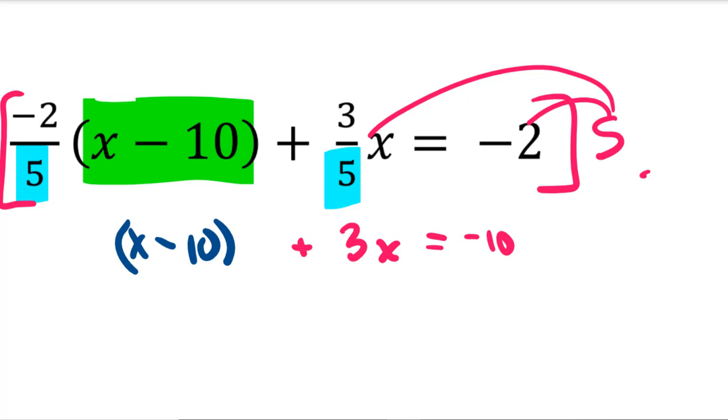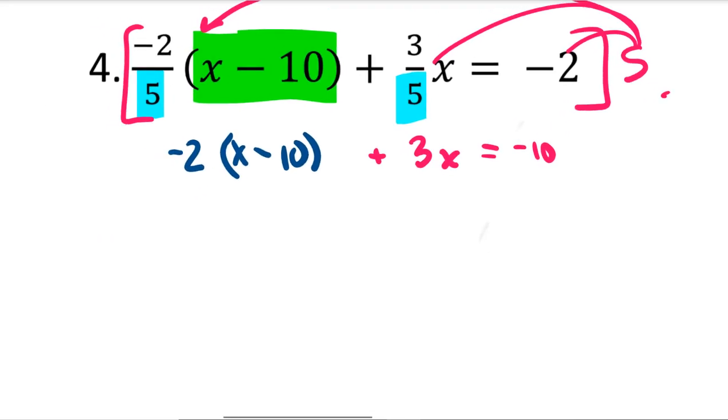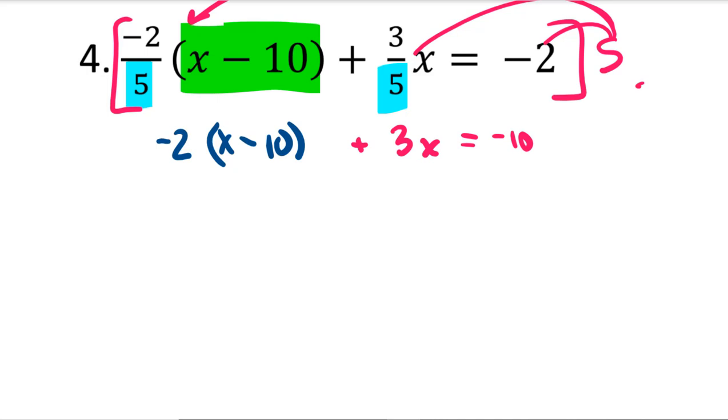But then when you multiply that 5 all the way by this term right here, the only thing that you're going to have is that -2 drop down. So be careful with that. That -2 is going to drop down. And this is going to clean up, make things a little bit easier. Now, as we go through this, take your time, just distribute correctly. So you get -2x and then plus 20 plus the 3x equals -10.